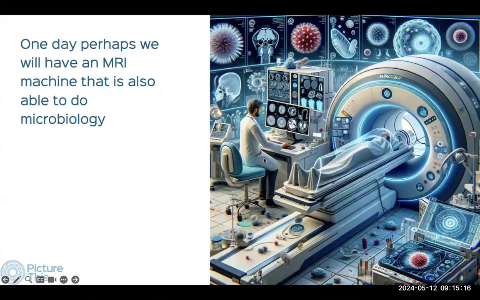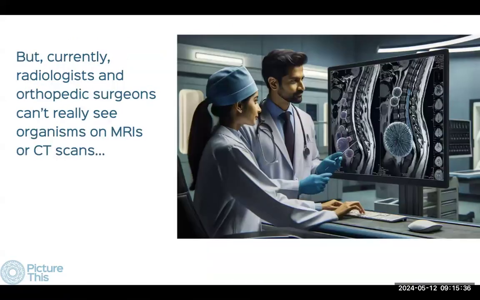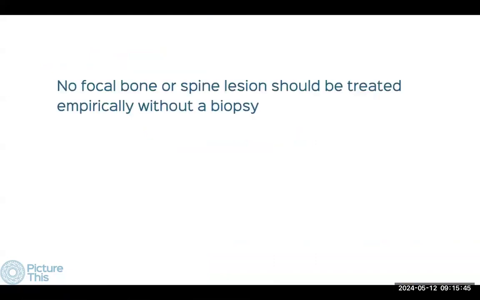And so the idea really is, what do we do when we're faced with a focal bone lesion that looks like infection? And I'm going to focus mainly on the spine and the SI joints, but the concepts work across the body. Now, at this point in time, we do not have an MRI that can also do microbiology, nor are radiologists and orthopedic surgeons currently able to see organisms within the MRIs or CT scans. So until that happens, I will make a statement.